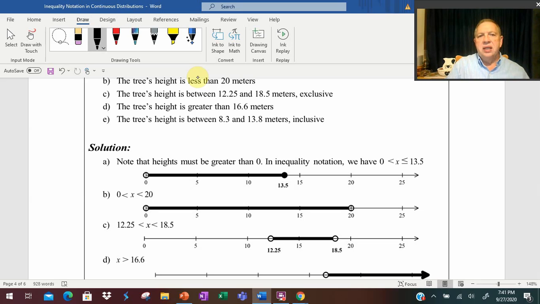The tree's height is between 12.25 and 18.5 meters. Exclusive, so we're not going to include these things. Those are excluding the points. So we would write them without the strict equality, and here we would take the open circle at the 12.25, 18.5, we would represent that as an open circle, and this would be the inequality notation that we would use. Okay.